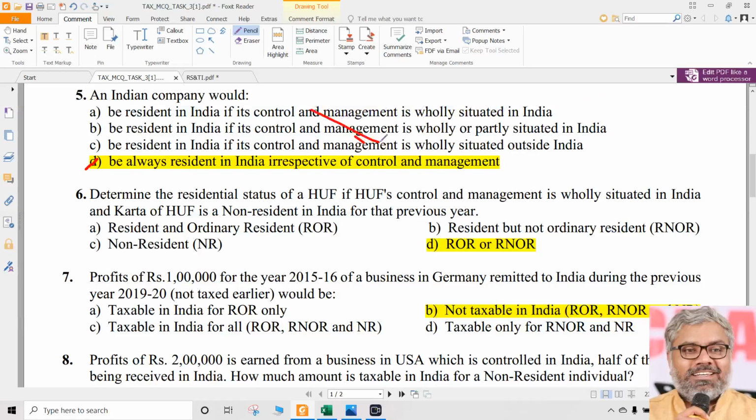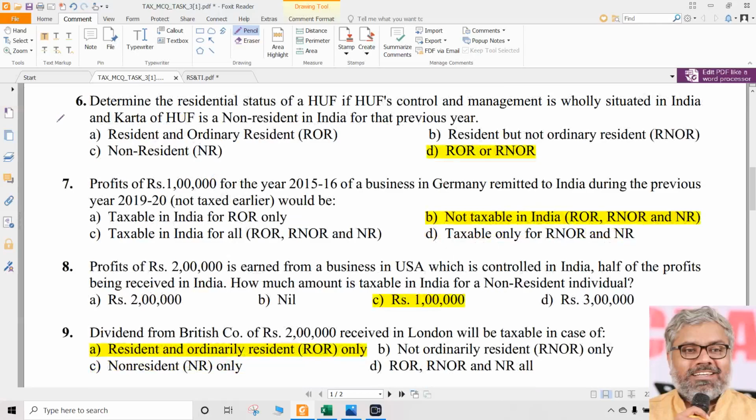These are all not going to be useful at all. So when that will be resident, always resident. Irrespective of control and management, an Indian company is always resident. So the correct answer is D, Delhi. Then question number 6. Determine the resident status of HUF.